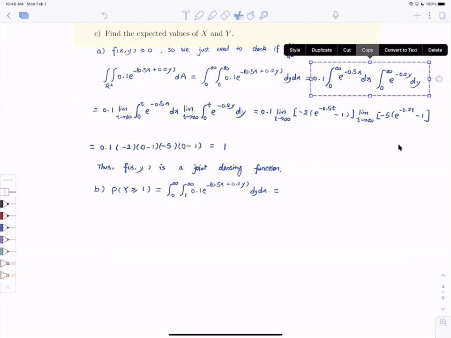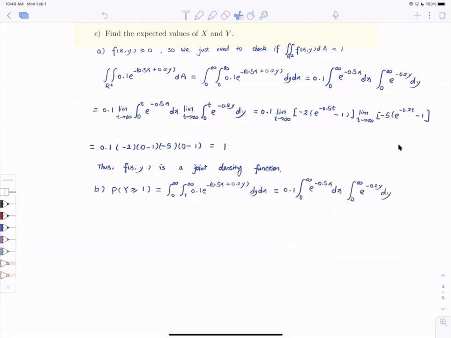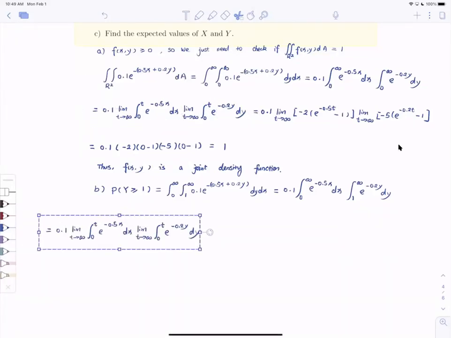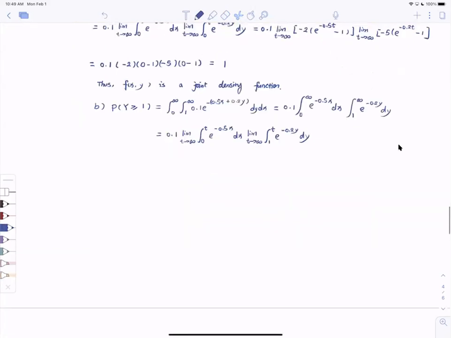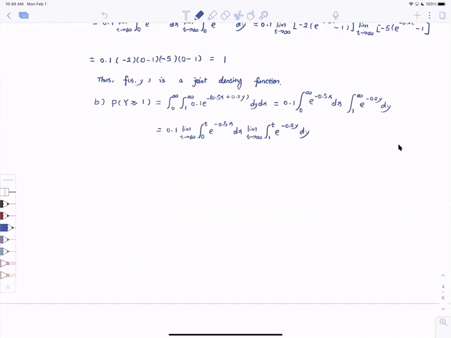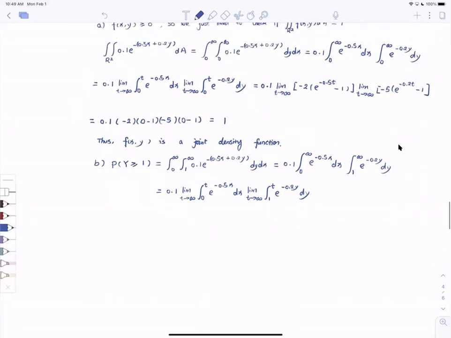Similarly, you can do this. Just change the bound. So 0 to infinity and 1 to infinity. And similarly here. I'm just copy pasting everything. Change the bound to 1 here. Let me see if I have any mistake. 0.1 times the limit t to infinity, 0 to t, this, and t to infinity, 1 to t, this. Yeah. And do the limits. So I'll just copy paste everything and change the bound.